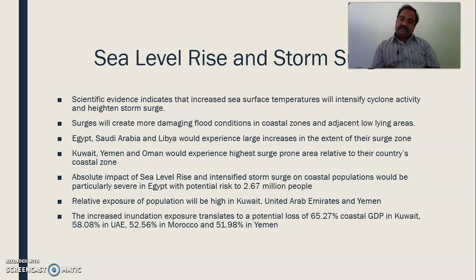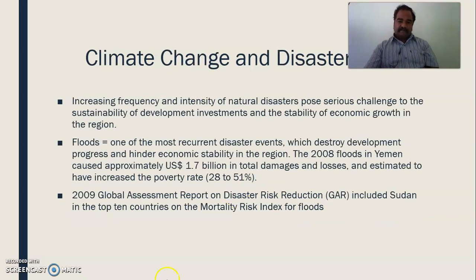One more thing is Egypt. You all know Egypt is one of the fertile areas of Africa and the Middle East, and one of the most populous countries in that region. There is an estimation that if the sea level rises and storm surges intensify, nearly 2.67 million people of Egypt will face a problem. And see the first point here: the increasing frequency and intensity of natural disasters pose a serious challenge to the sustainability of development investments and the stability of economic growth in the region.